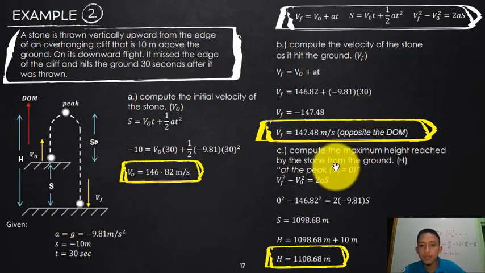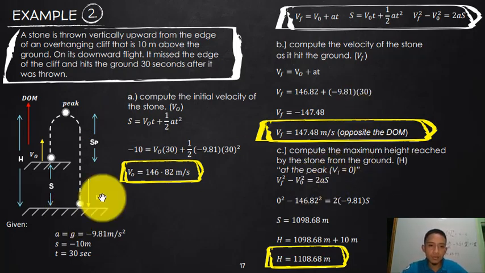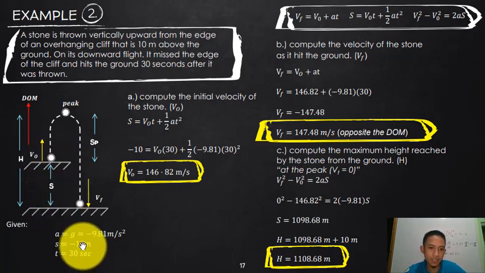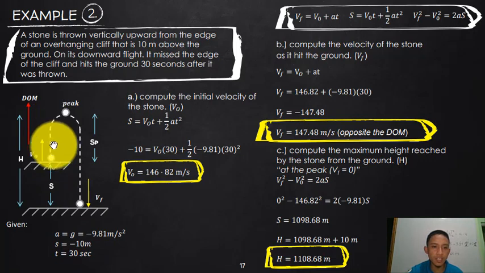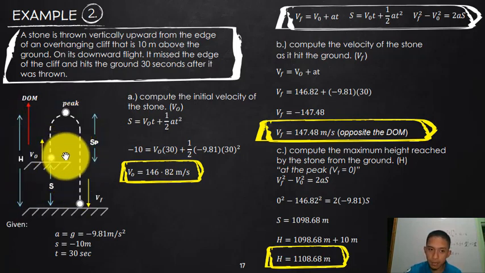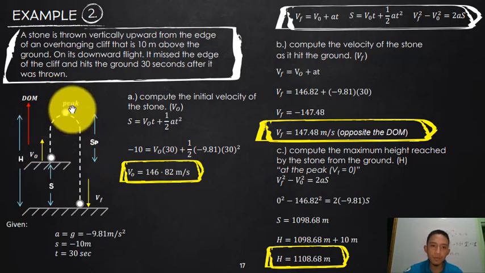So if you will try to do that, how are we going to solve that? You know actually the height of the cliff, that is just S, which is 10 meters, or negative 10 if you are using that in your equation. However, you need to know the distance from this cliff to that peak, so all we need to do is add that distance and that 10 here, so that you will end up with the height. So I will just consider this movement from the cliff to the peak.